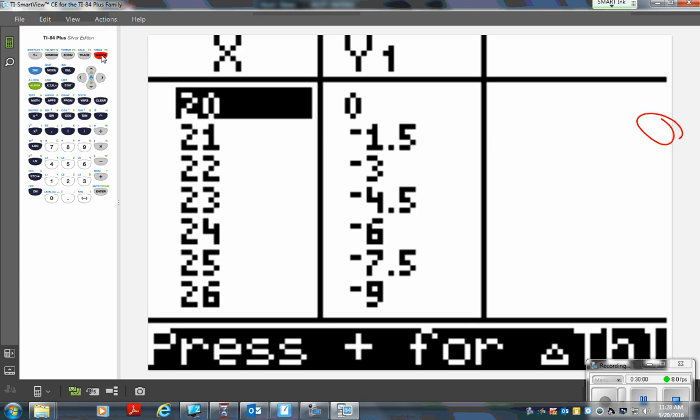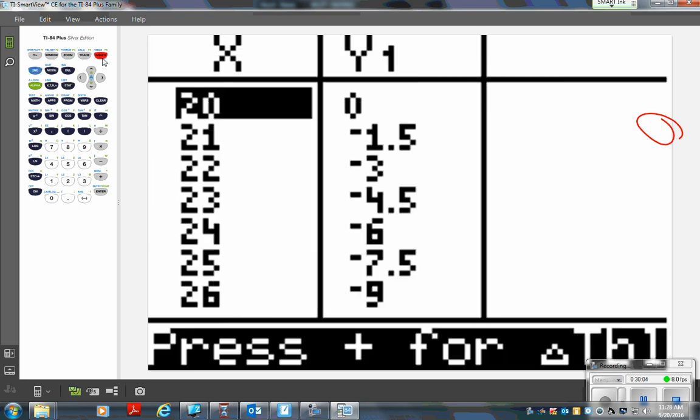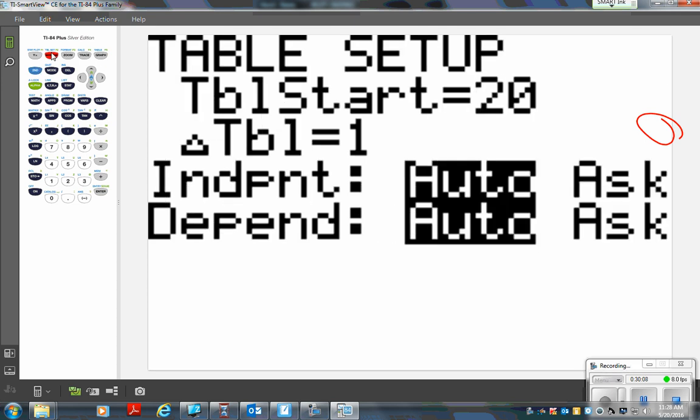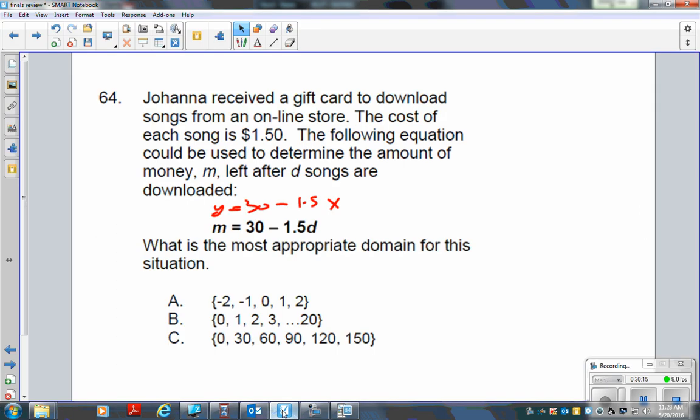We'll take a look at the table. Let's go ahead and get it started at 0. All right. And what they're asking right here is what is the appropriate domain for this situation?